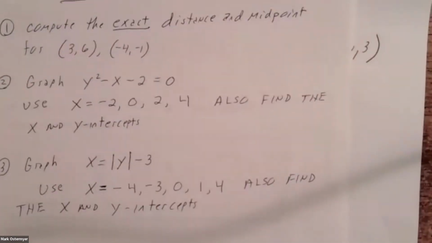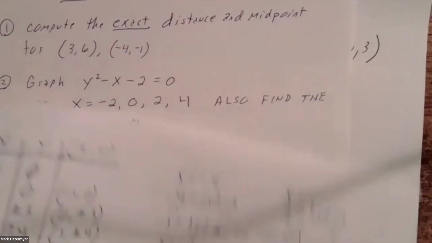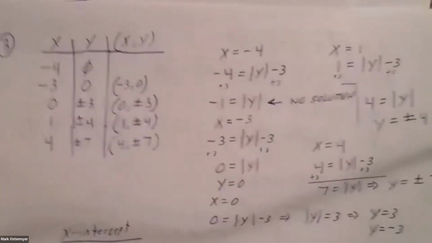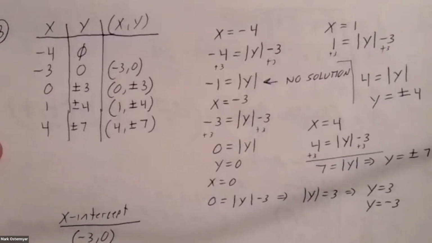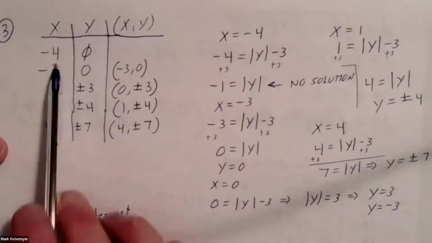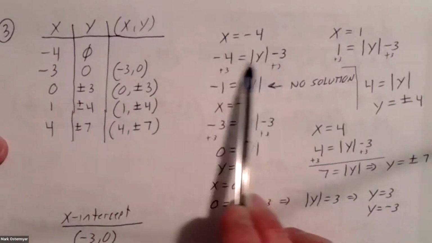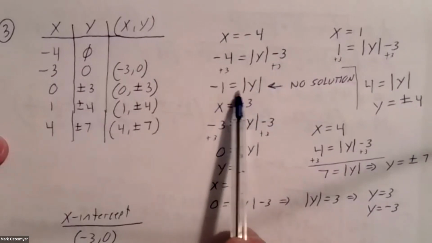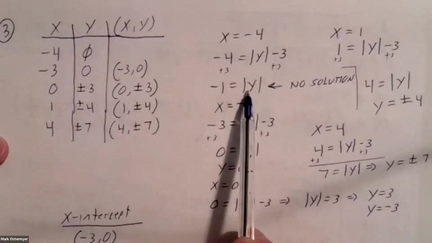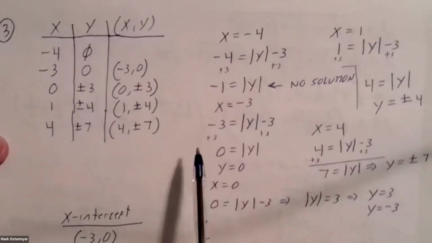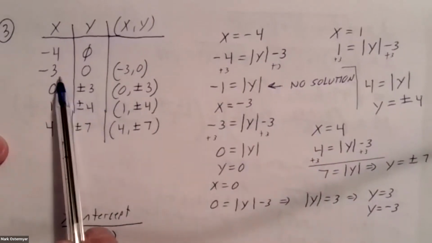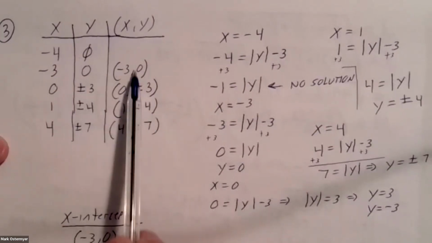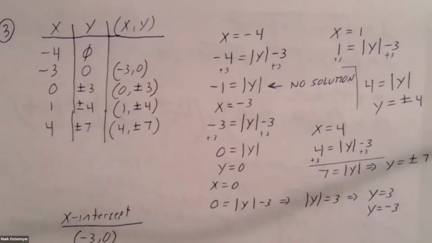Number 3, graphing this absolute value equation. Did you get these here? Notice when you try to plug -4 into your equation, you do not get a solution. There is no solution to this absolute value equation when you put -4 in for X. Okay. Now solutions start picking up when X is equal to -3. Do these points look familiar?